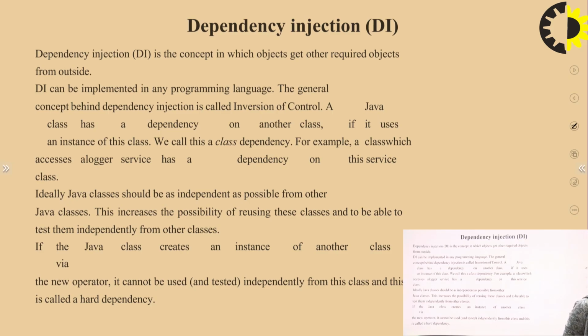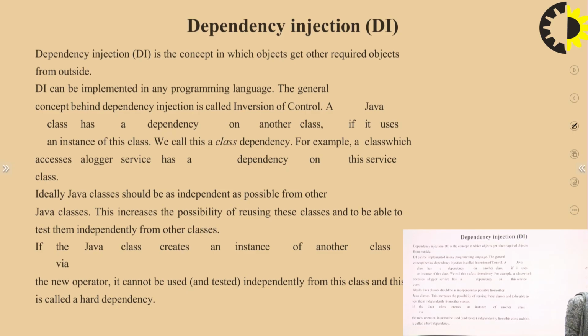A Java class has a dependency on another class, as we know. If it is using an instance of this class, we call this a class dependency. For example, we can say a class which accesses a logger service has a dependency on this service class. Ideally, a Java class should be as independent as possible from another Java class. It increases the possibility of reusing these classes and being able to test them independently from other classes.